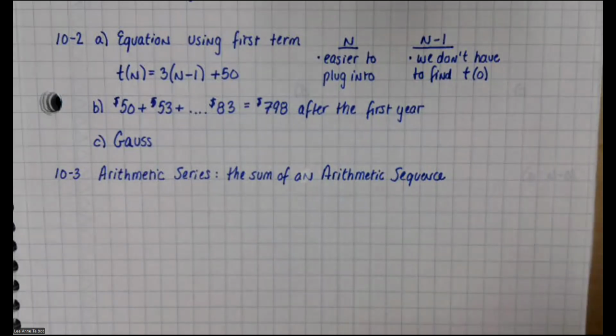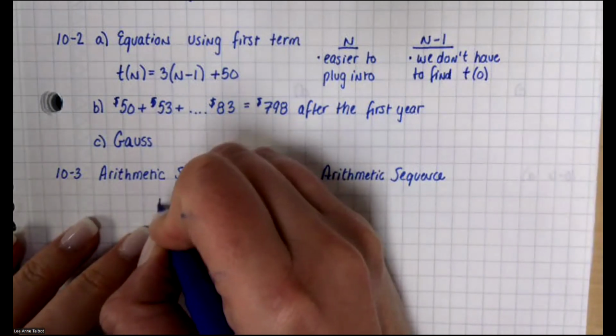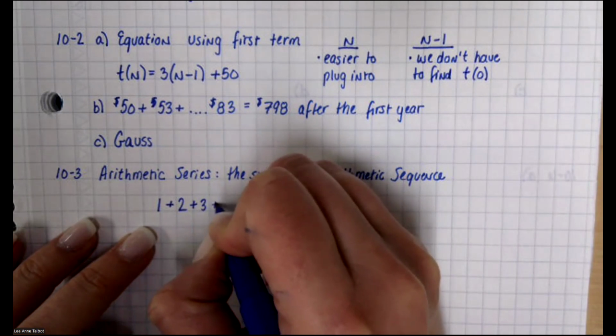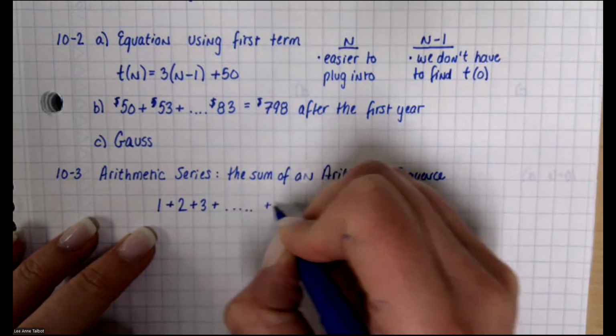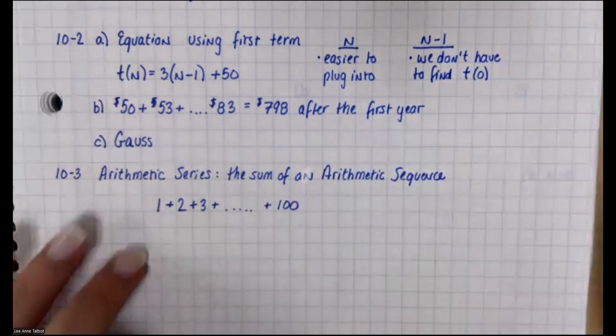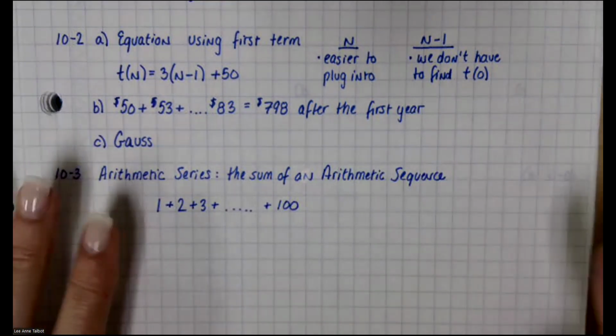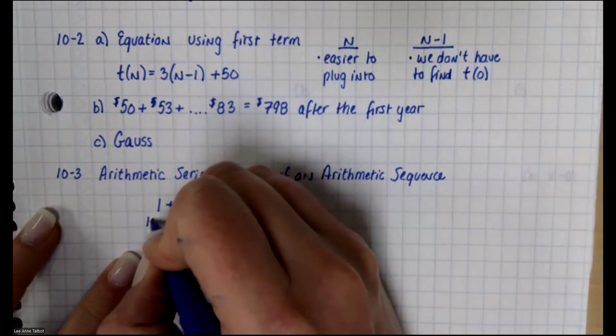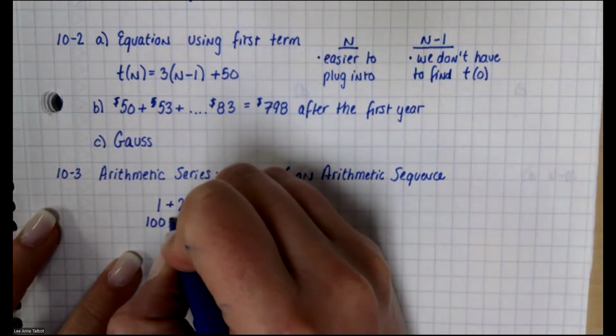Okay, and this is what he did. He said that if you want to add up the numbers 1 through 100, you can list them like this. And what you can do to make this easier on yourself is list them again backwards underneath.